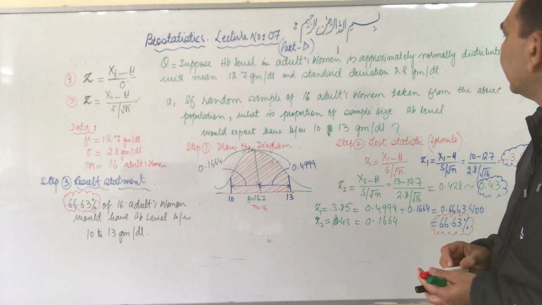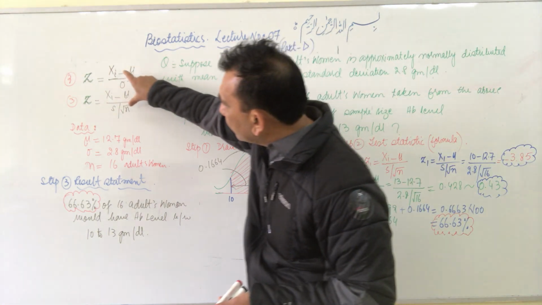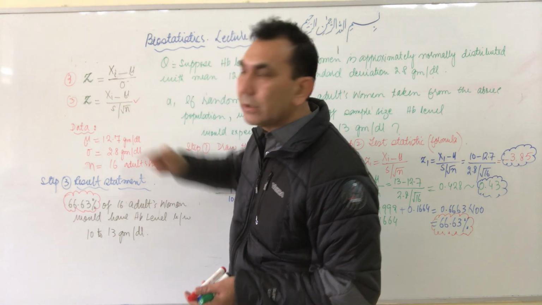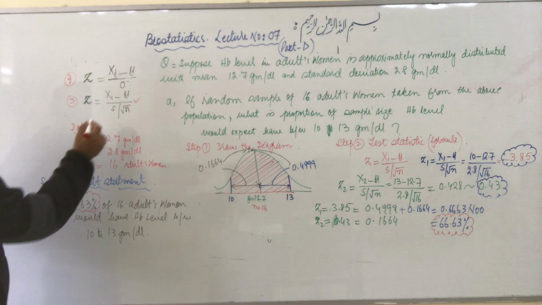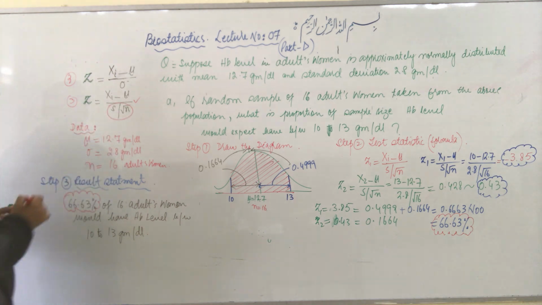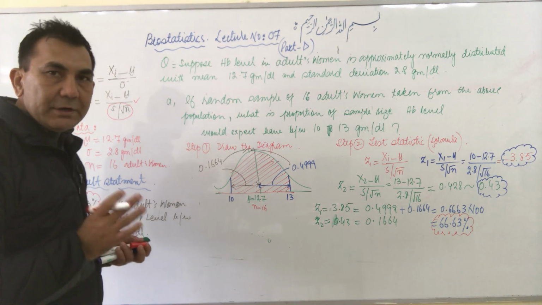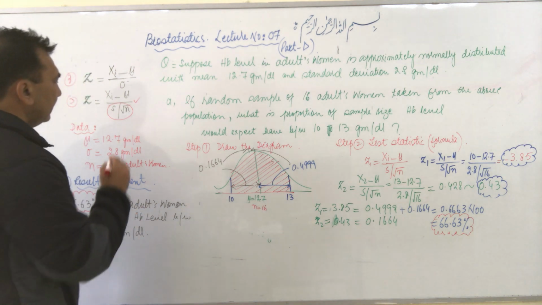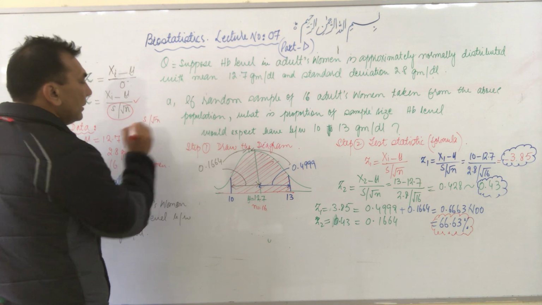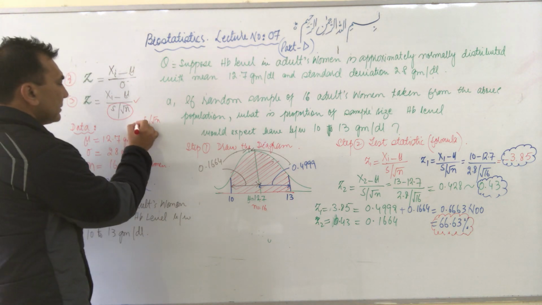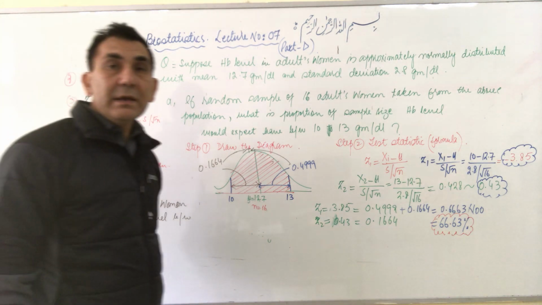So we solve it. First we will look at the difference between the second formula and the third formula. In the second and third formula, the difference is that this is the standard deviation divided by the square root of n, and this standard deviation divided by square root n is called the standard error.